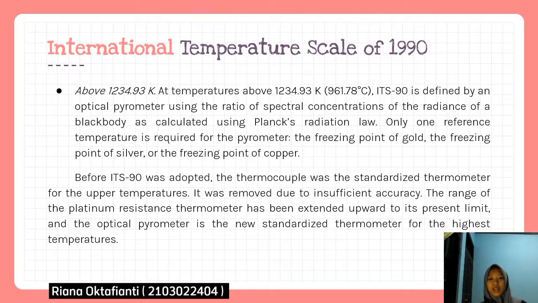Before ITS-90 was adopted, the thermocouple was the standardized thermometer for the upper temperatures. It was removed due to insufficient accuracy. The range of the platinum resistance thermometers has been extended upward to its present limit, and the optical pyrometer is the new standardized thermometer for the highest temperature.